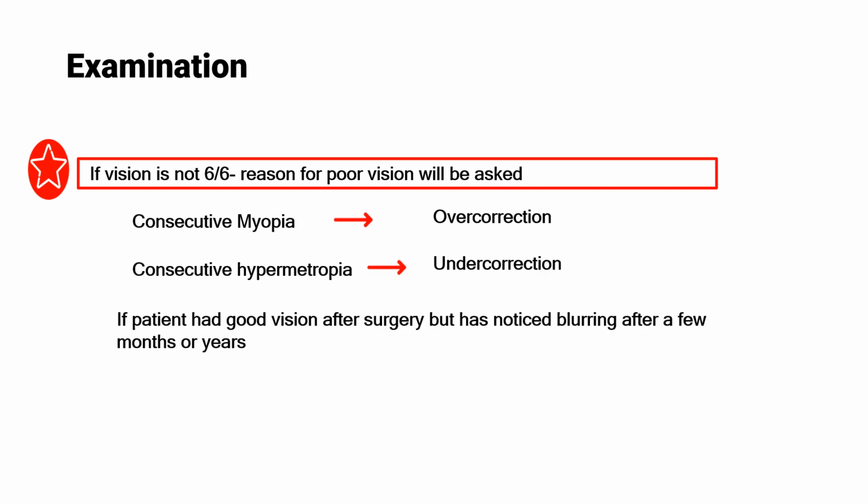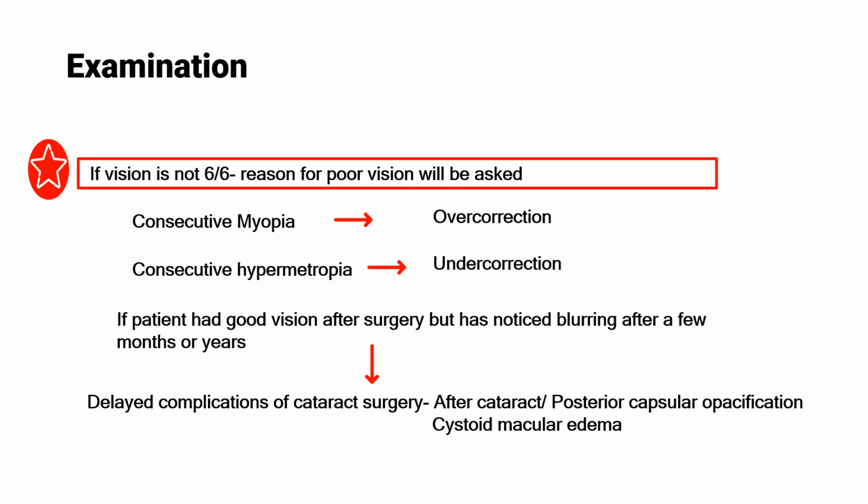If the patient had good vision after surgery, but gives you a very typical history, has noticed blurring a few months or years after surgery, then you will be asked what is the cause. So usually it is delayed complications of cataract surgery, which is after cataract, otherwise called posterior capsular opacification, or cystoid macular edema. These are the most common causes for delayed onset of diminution of vision after cataract surgery.